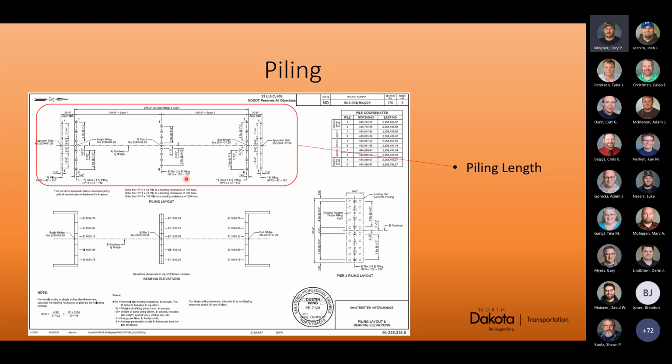It'll also give you the pile sizes for each of those locations. You see, this is a HP 14 by 102. Here's a HP 14 by 73. So a little bit different. And I guess if you don't know, the 14 is 14 inches, and then the 73 is pounds per foot. So just be aware of that. That'll come into play with your bearing calculations.